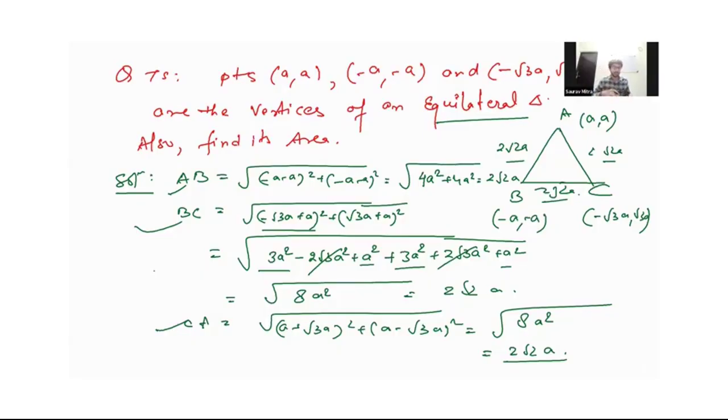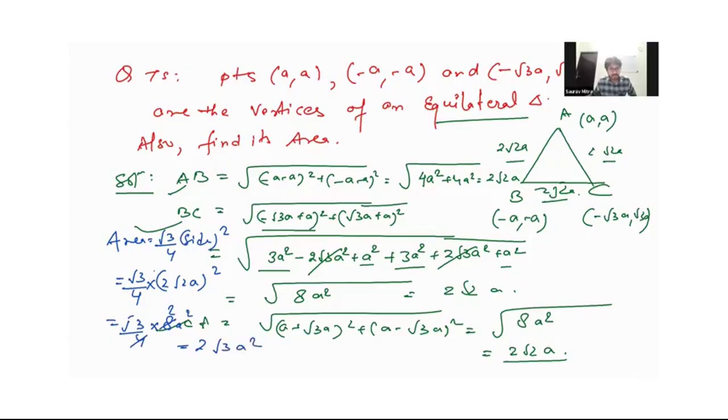Now we have to find the area. The area of an equilateral triangle is given by root 3 by 4 side square. Since all the sides are equal and the side is 2 root 2a, this will be written as root 3 by 4 into 8a square. Cancel it, and you will get the value 2 root 3a square units. So in this way we find the area.